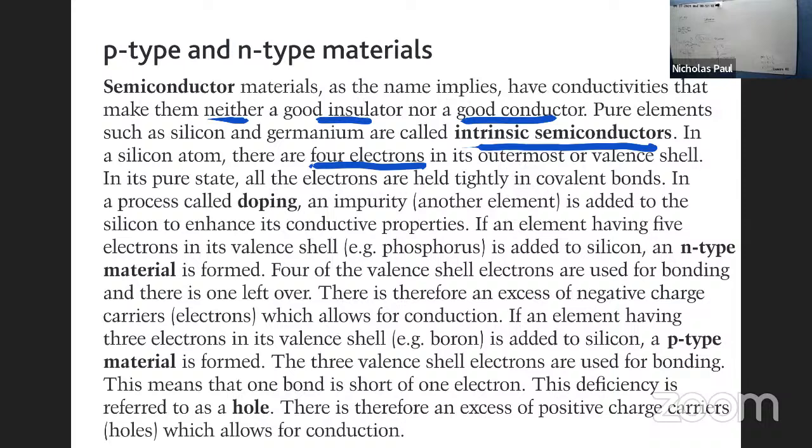In a process called doping, an impurity, which is the next element, is added to the silicon to enhance its conductive properties. If an element having 5 electrons in its valence shell is added to silicon, an N-type material is produced. You're saying why? Why do I think N-type is being produced?